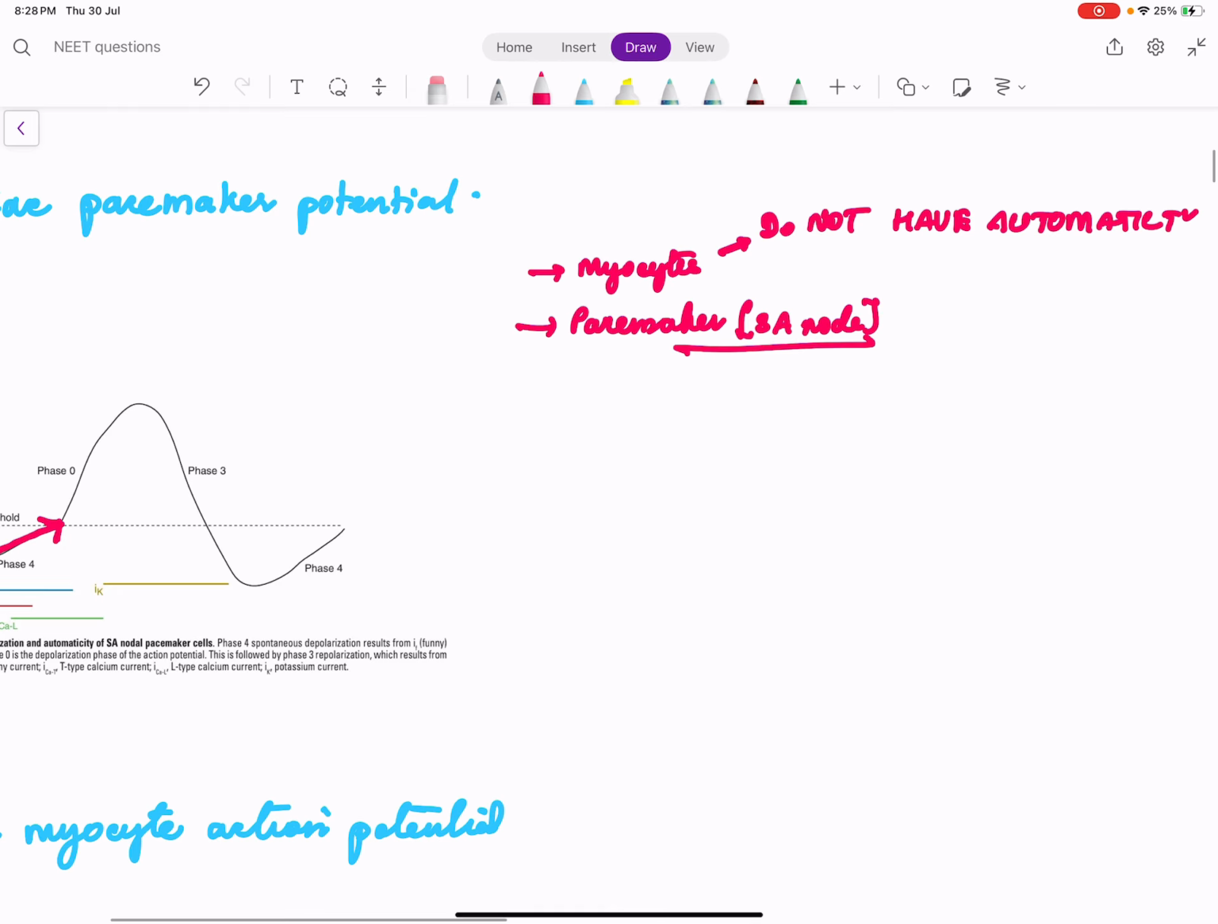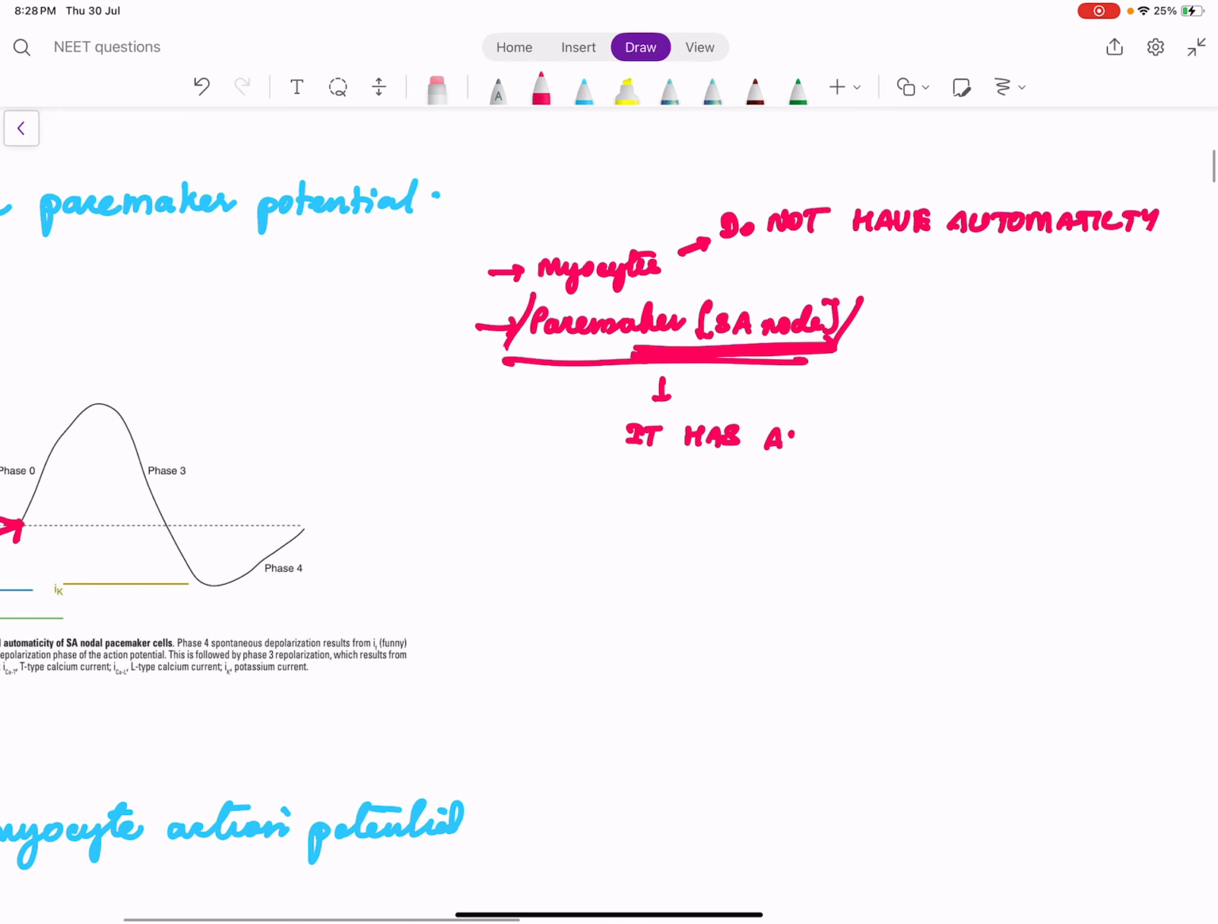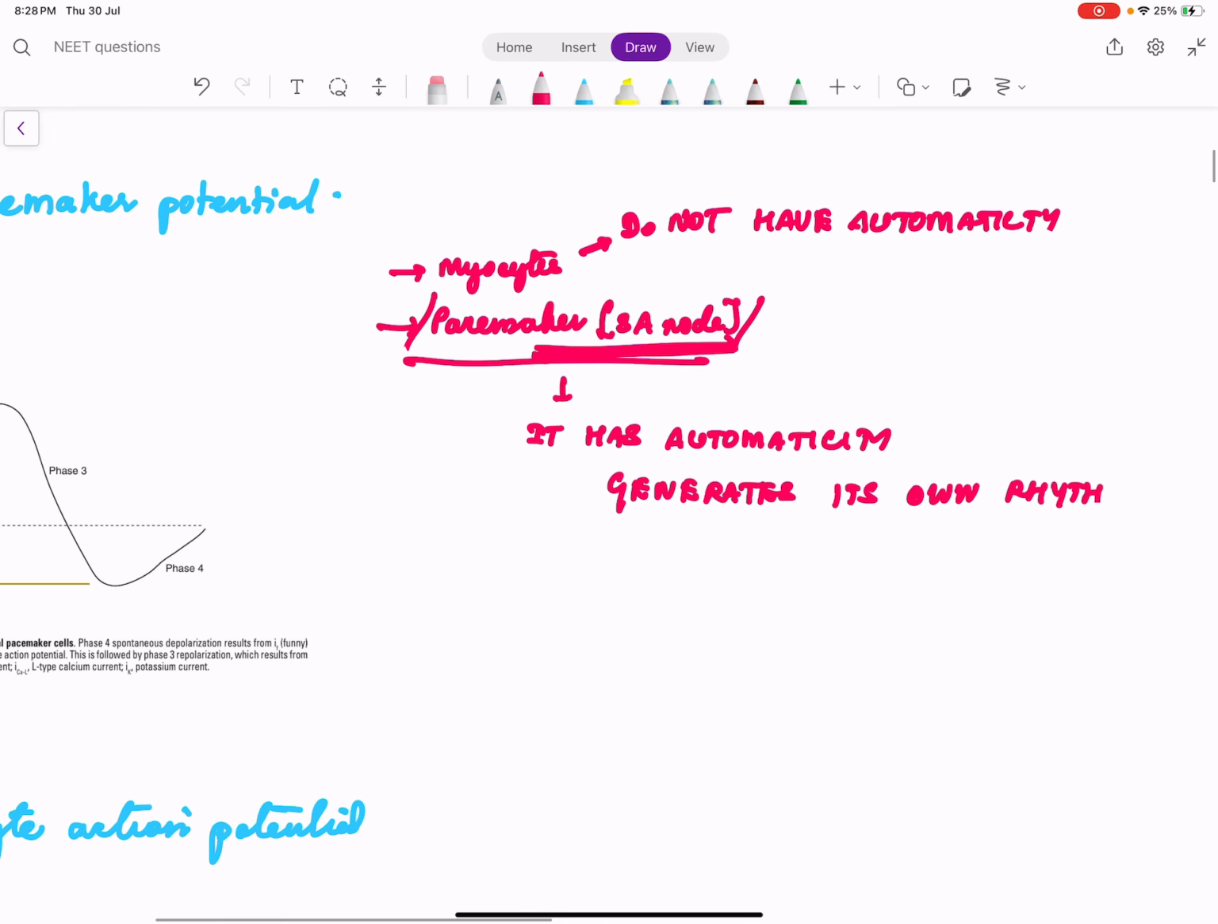But what about pacemaker cells? The SA node is the major pacemaker. Of course, when the SA node is dysfunctional, other pacemakers like the AV node take over, but still the SA node is the primary pacemaker. What is peculiar about the pacemaker? It has automaticity. That is, it can depolarize even without any stimulation, and it generates its own rhythm. We know very well the rhythm set by the SA node is around 60 to 100, which is the normal heart rate.